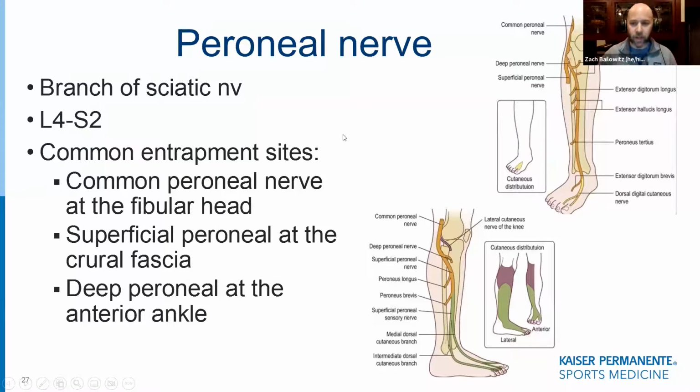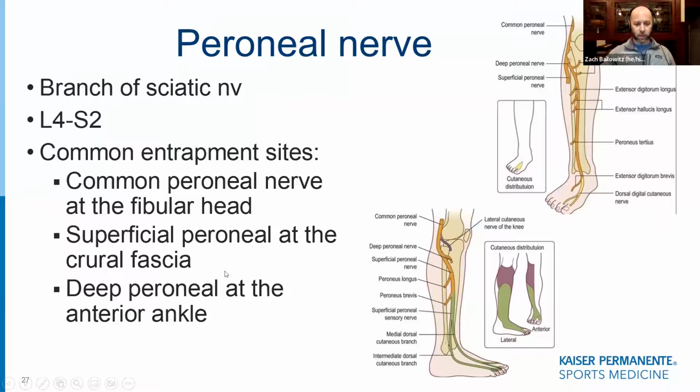So the peroneal nerve, as we all know, branches off the sciatic nerve, typically right above the popliteal fossa. It's got innervation from L4 to S2. And the common entrapment sites that we think of, most commonly at the fibular head, at the common peroneal nerve, but then also the superficial peroneal nerve can get entrapped at that crural fascia exit, like we talked about.